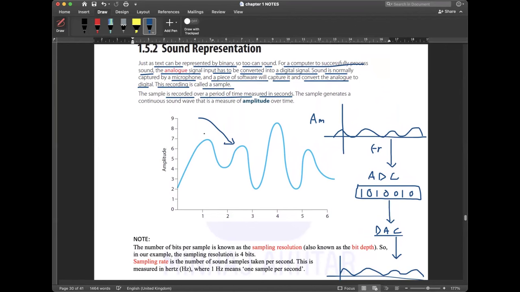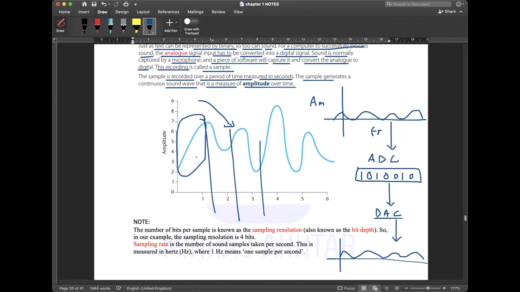Look, this is 1 second, this is 2 seconds, this is 3 seconds. So in 1 second, this sound is converted. The sample generates a continuous sound wave that is a measure of amplitude over time. So we know this thing. And these bits, like a sound bit converted over a period of time, is called sampling resolution or bit depth. So the sampling resolution is 4 bits, right here, according to this.